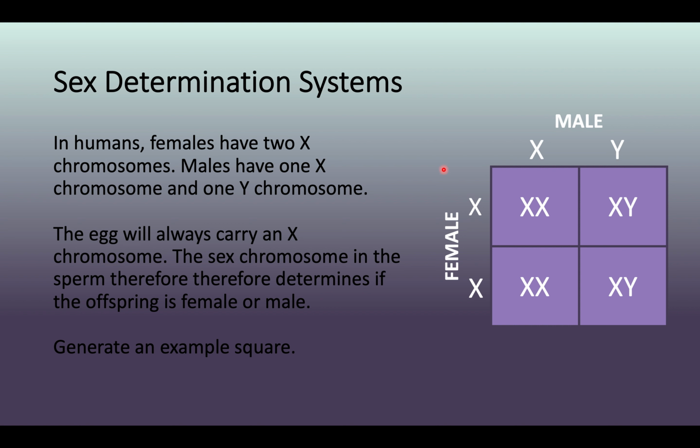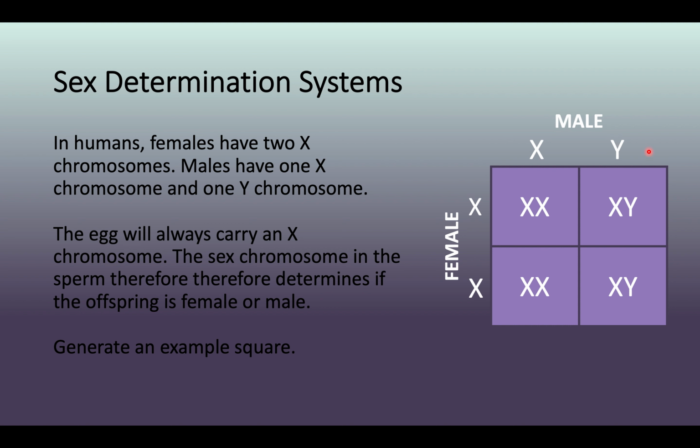The egg is always going to carry an X, but the sperm can carry either an X or a Y. So mom only gives one of her two X's to baby, and then dad gives either one X or one Y. If dad gives an X, then we have a girl. If dad gives a Y, we have a boy. The Punnett square breaks down why it's always a 50-50 shot of whether you're going to have a boy or girl.